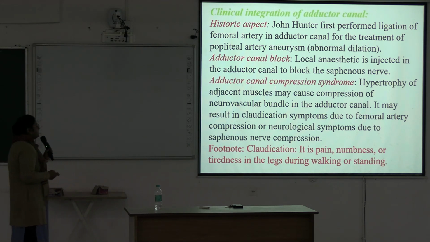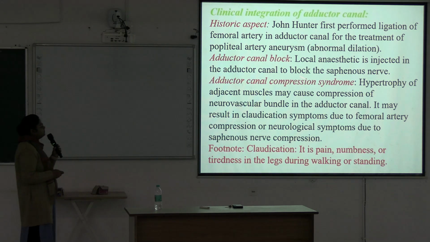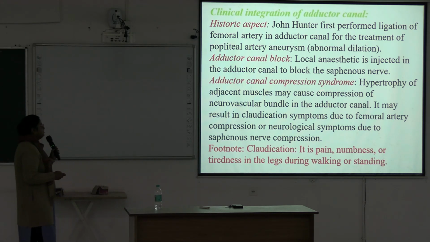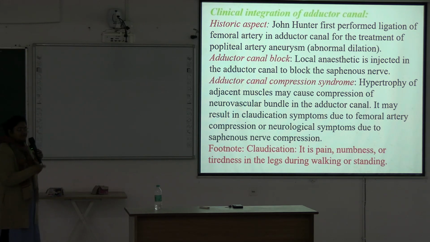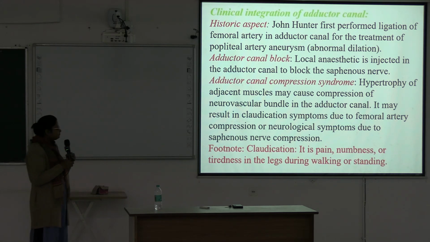Next is adductor canal block. Local anesthetic is injected in the adductor canal to block the saphenous nerve. Okay, saphenous nerve is a content of the adductor canal. You have read adductor canal compression syndrome. There is hypertrophy of the adjacent muscles. Its boundary is formed mainly by muscles. You have seen sartorius, vastus medialis. All these are forming its boundaries.